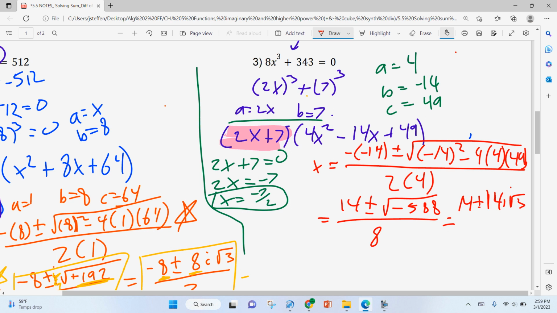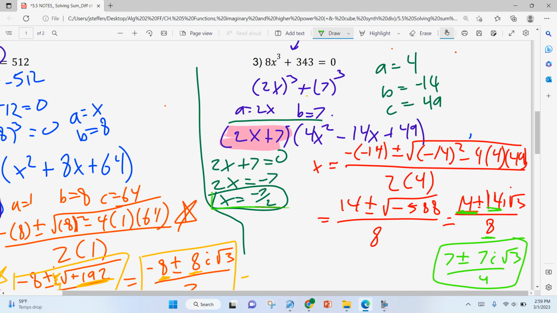Sorry, my handwriting is bad when it gets small like this. Over 8. But again, if you do it this way, hopefully, in short answer, that's fine. You can leave that as your answer. But these 3 spots, the 14, and the 8, those 3 spots can all be reduced. You can divide all of them by 2. So you end up with 7 plus or minus 7i√3 over 4. That is the best answer.